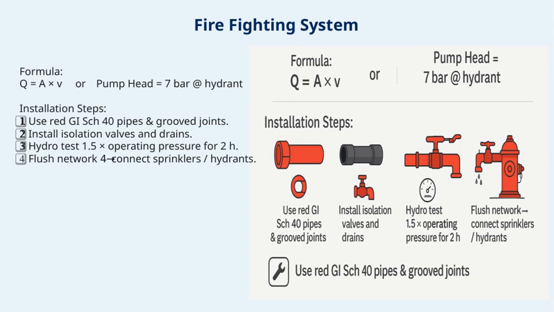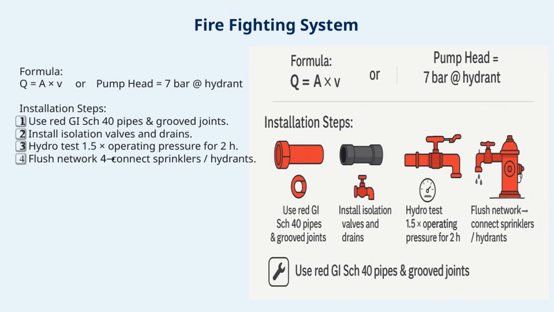Now, let's take a closer look at the fire fighting system. First, the key formula we use is Q equals A times V, which helps us determine the flow rate based on the pipe cross-sectional area and velocity. Alternatively, the pump head we need is typically about 7 bar at the hydrant to ensure adequate pressure.